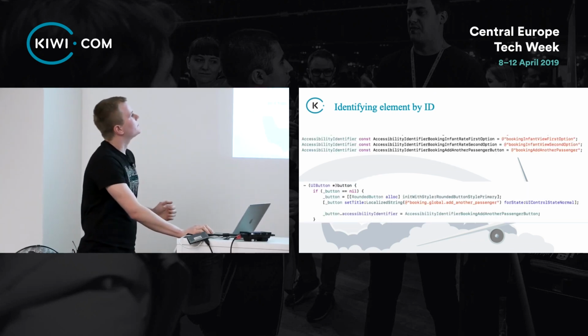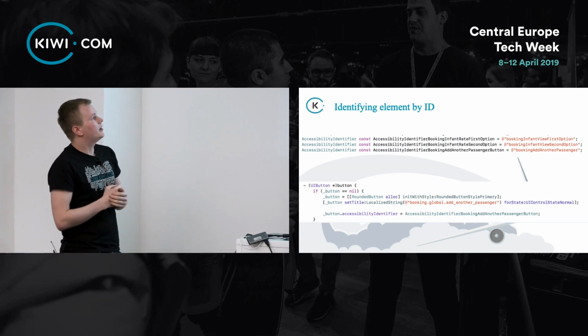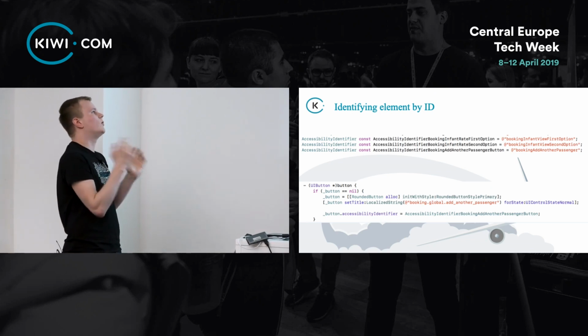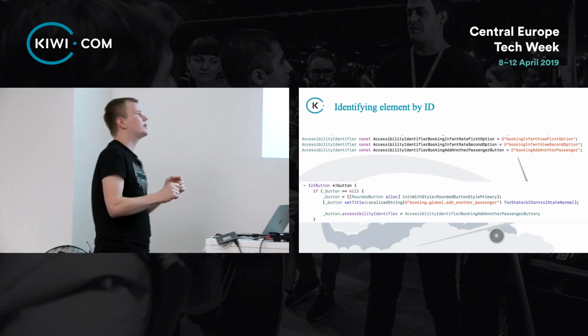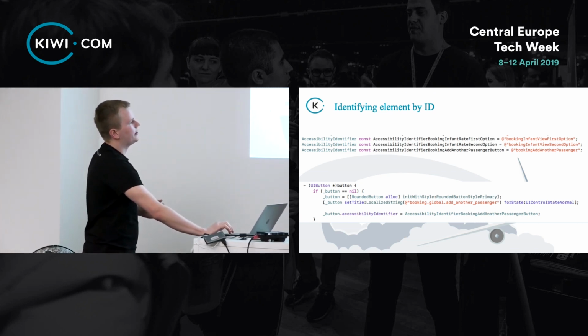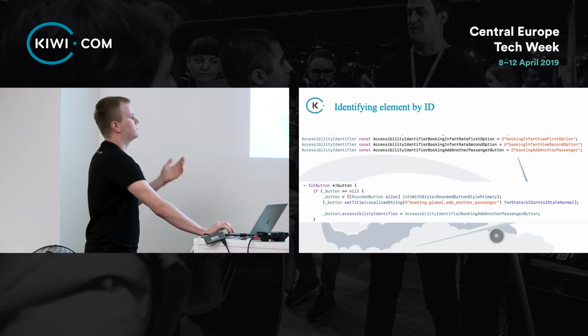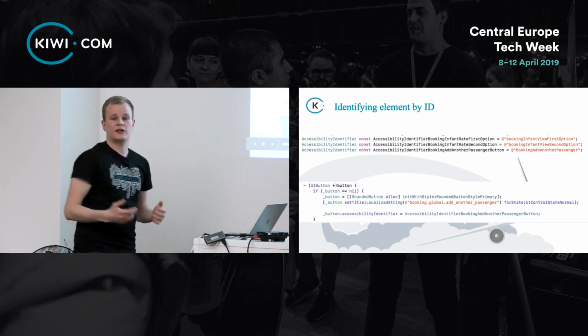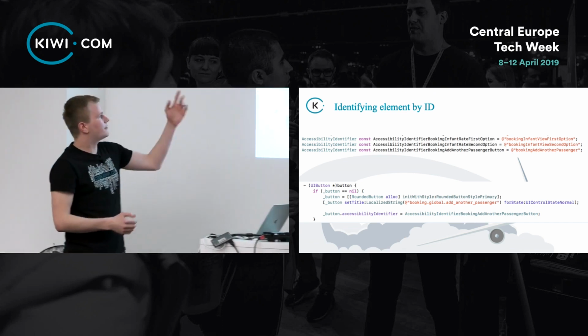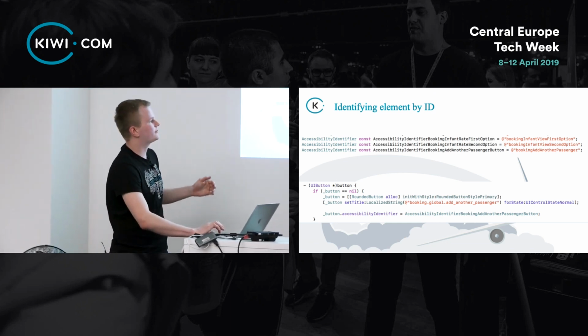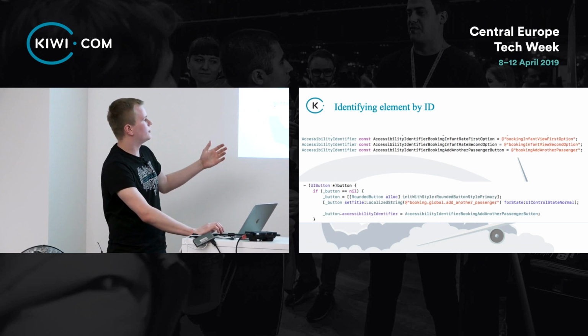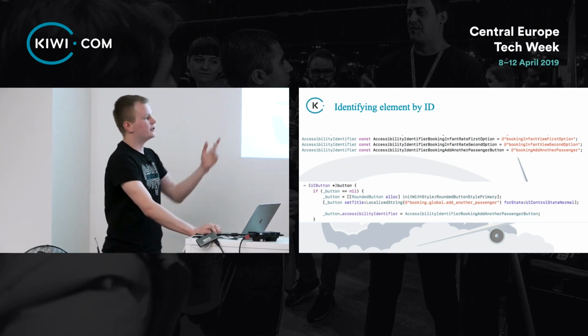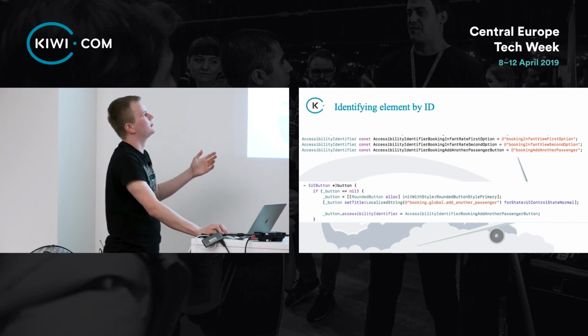So what is an accessibility identifier? This is an iOS only thing. You have your button and it has some title, add another passenger, let's say, and you can set an accessibility identifier for this button, which the test then can interact with. I have set some accessibility identifiers for the elements. So the button has some accessibility identifier. This is not visible to the user in the app in any way, of course.